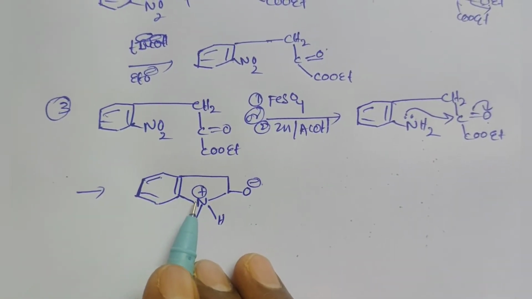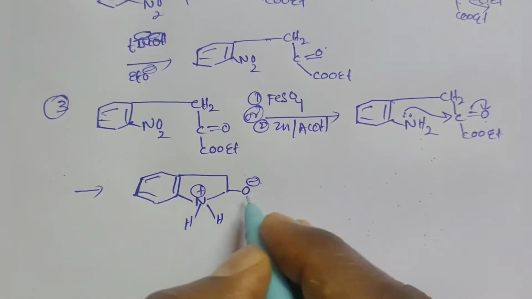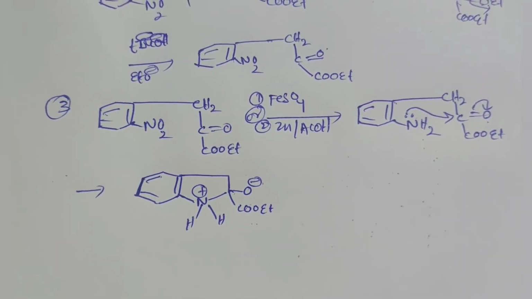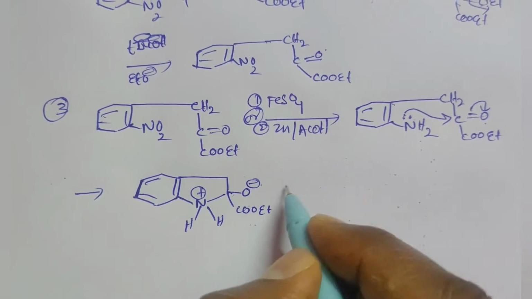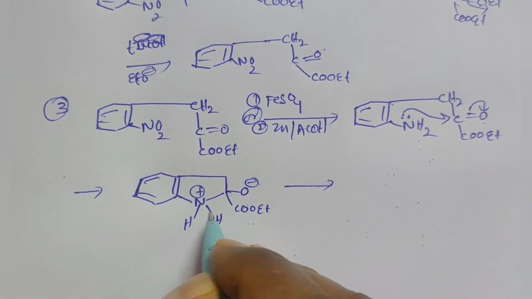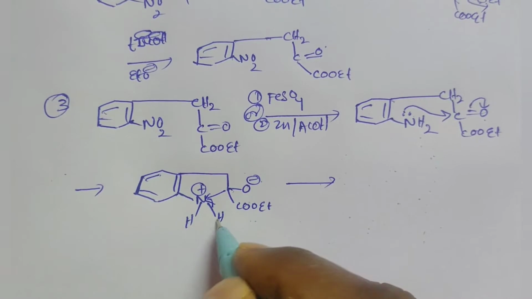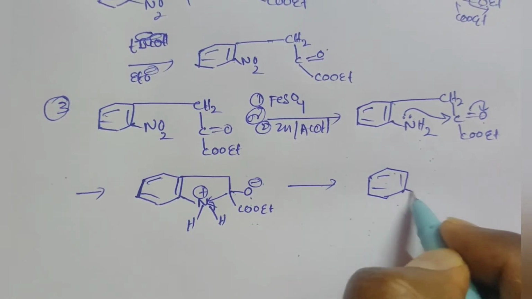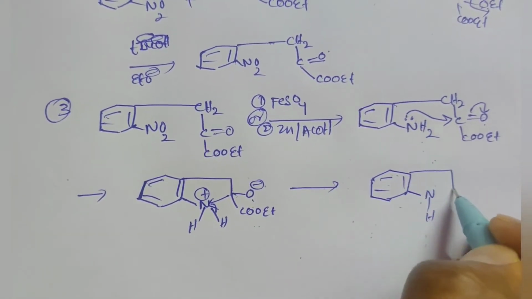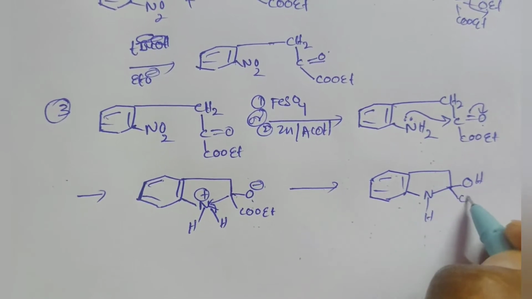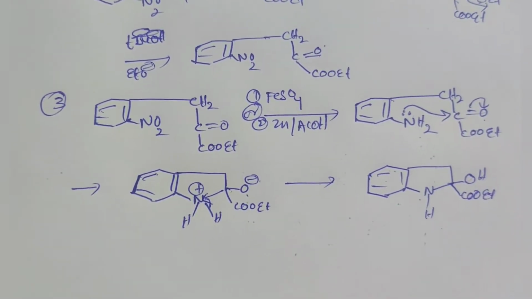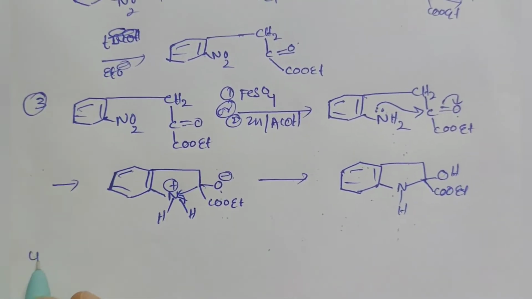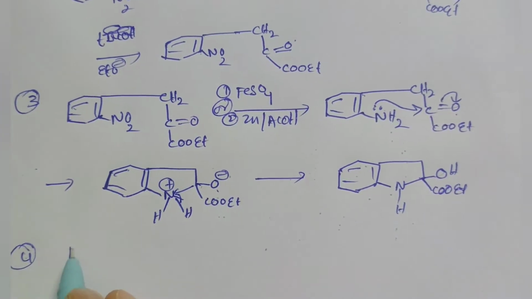Here positive charge appears on the nitrogen atom and negative charge appears on the oxygen atom. Next what happens means this electron pair is given to here, and this hydrogen attacks on this oxygen. As a result, we get the hydroxy group here. By the next movement, in the fourth step what happens means, I write here.